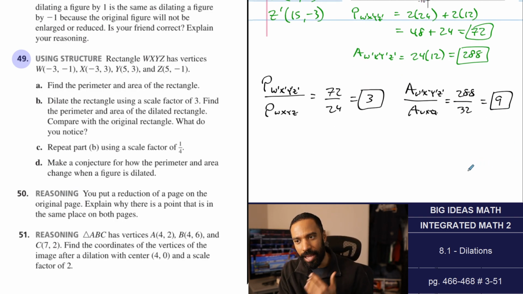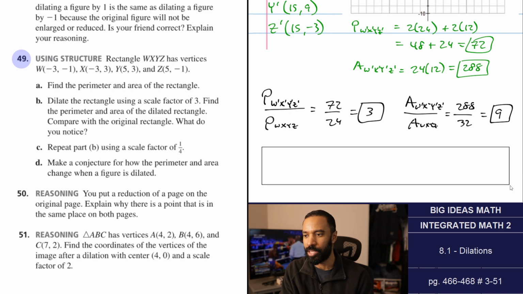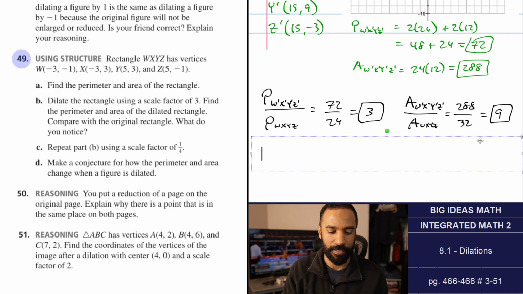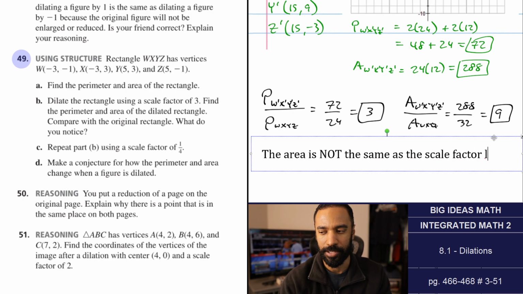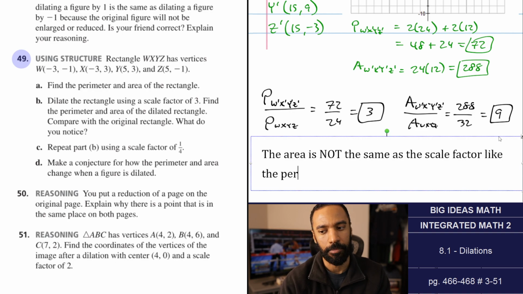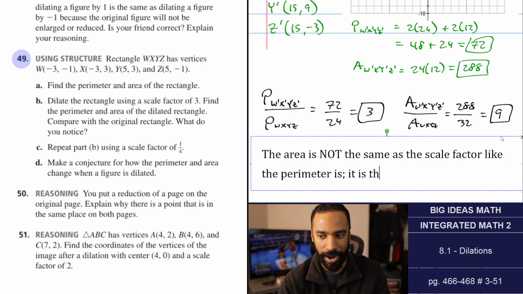What do I notice? The area is not the same as the scale factor like the perimeter was. So perimeter is comparing lengths. Area is comparing 2 different dimensions of things. Perimeter may span multiple directions, but its units are measured in lengths. That's one-dimensional stuff. The area is the square of the scale factor.